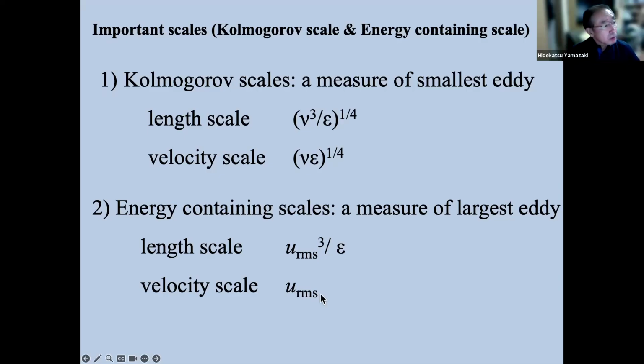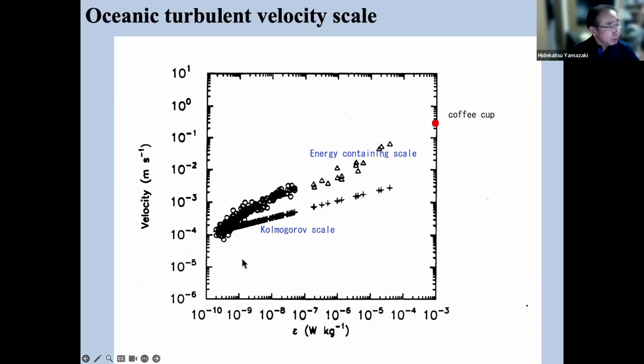Okay, this is the actually observed Kolmogorov scale versus the velocity, well, epsilon versus the velocity. Okay, these are data from below the seasonal thermocline. These are rather coastal area, and that's the coffee cup. Again, the coffee cup is nothing like what you see in the interior of the ocean.